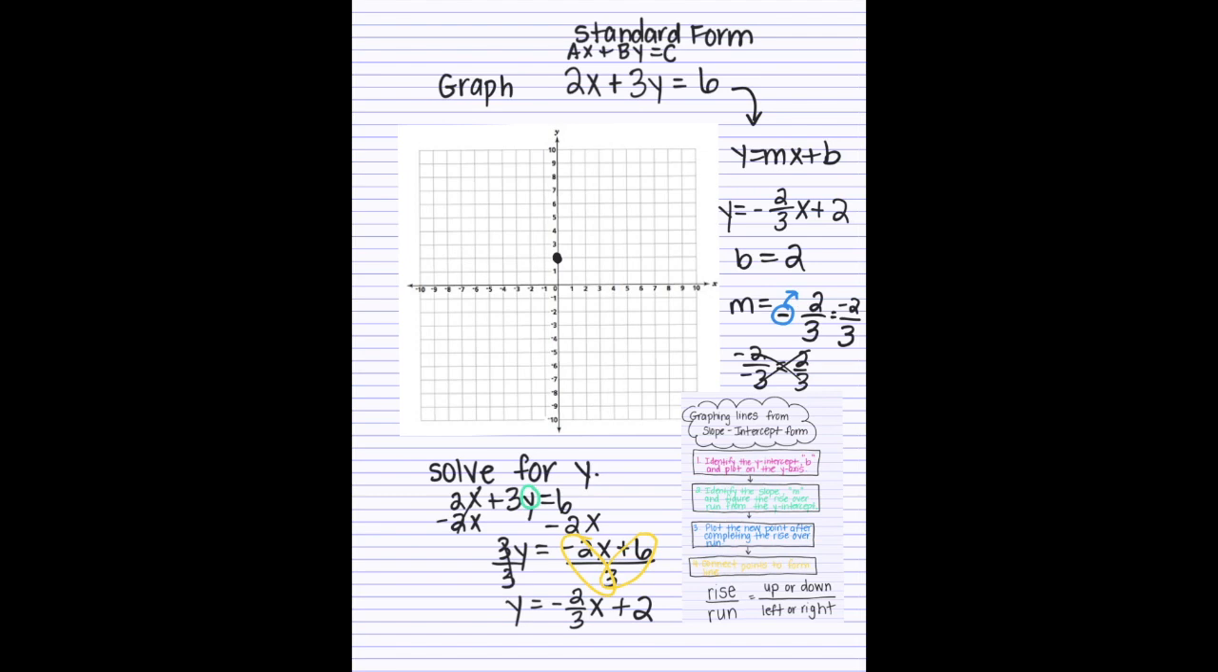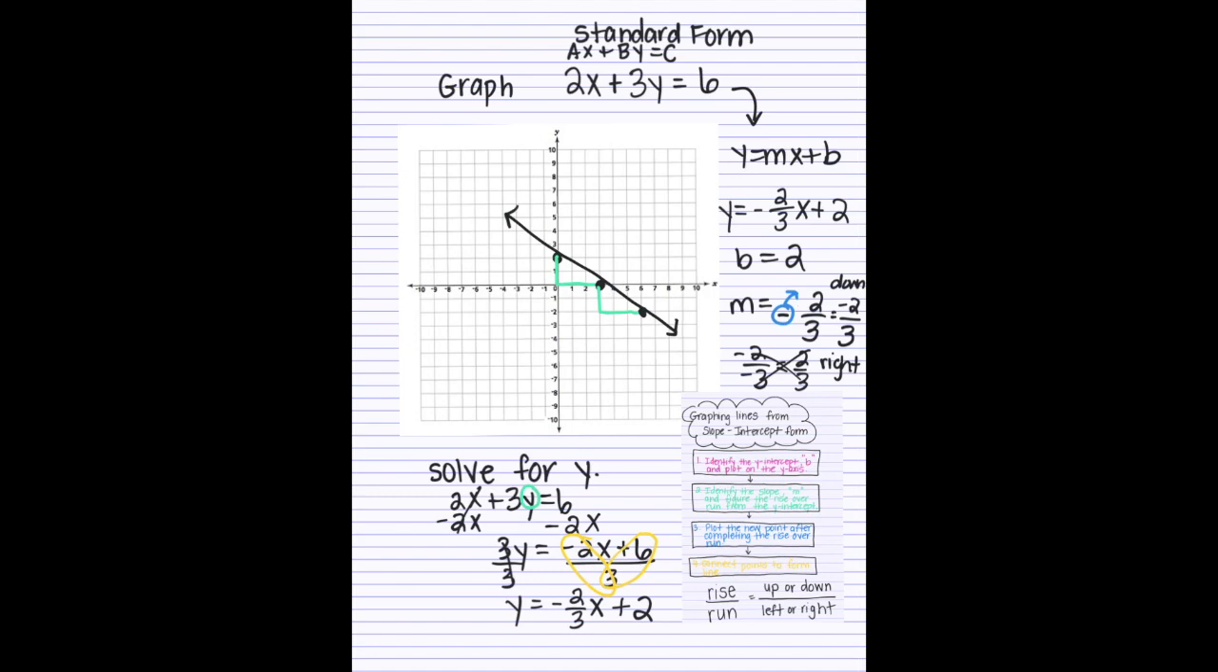And then I know that I'm going to go down 2 units, and I'm going to go to the right 3 units. All right, so from my y-intercept, I'm going to go down 2, right 3. I'm going to plot that new point. I can do it again if I want to. I'm going to go down 2, right 3. And I can make that equation of this line.